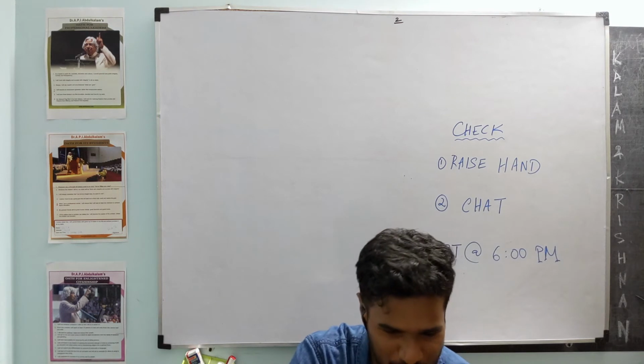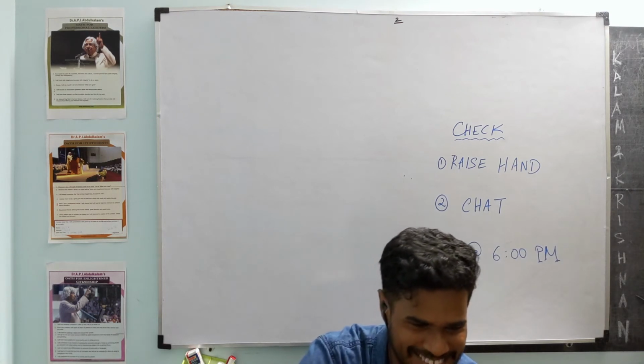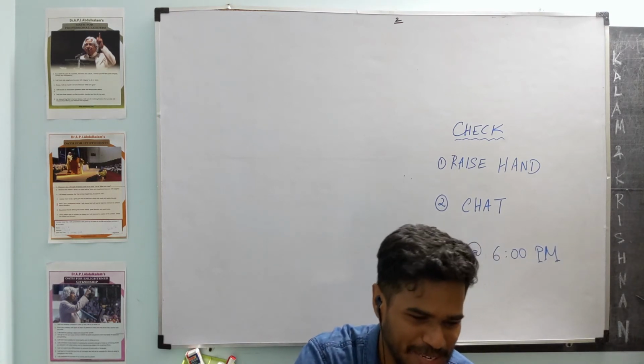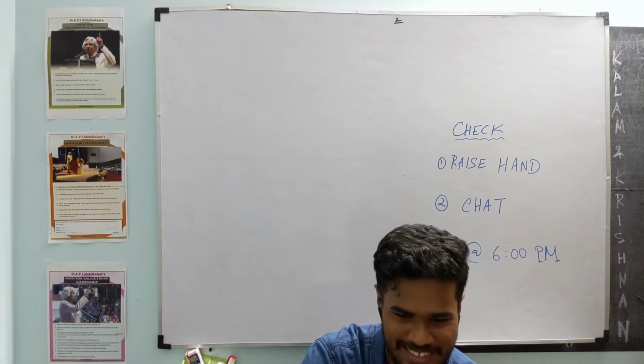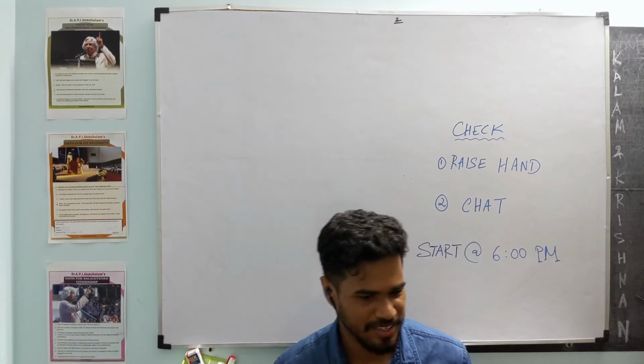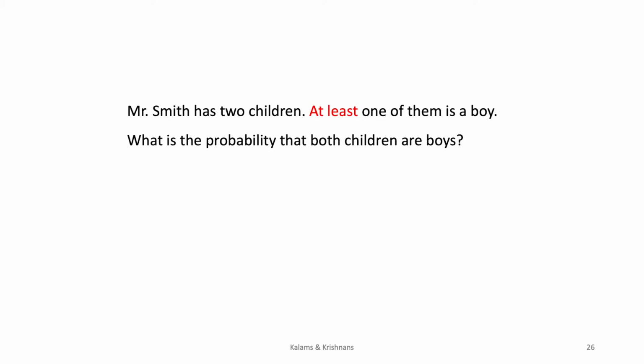So let's go to the next question. Yes, we get into one of my favorite questions. Again, let's all take a minute and try to answer this. Mr. Smith has 2 children. At least one of them is a boy. What is the probability that both children are boys? Take a minute and type in your answers in the chat, please.